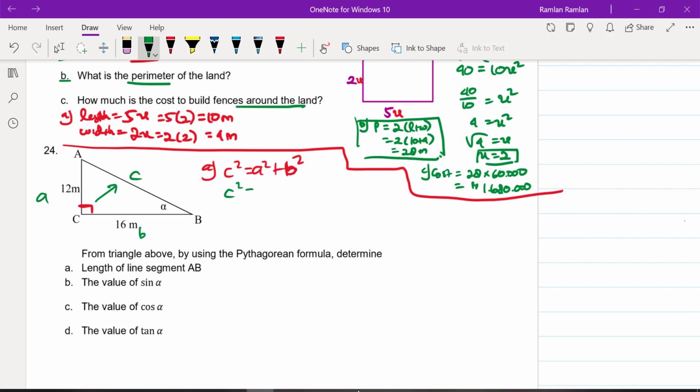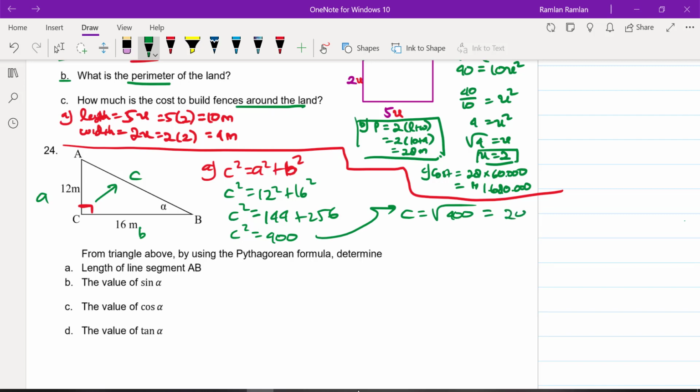So c squared equals 12 squared plus 16 squared. So that will equal 144 plus 256. Okay, so c squared equals, add them up, you'll get 400. So which means that c is going to be the square root of 400, and that will be just equal to 20.